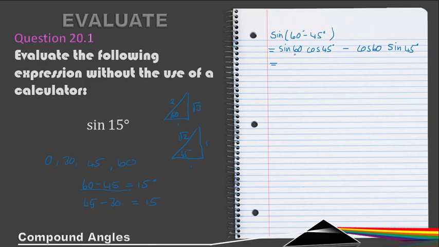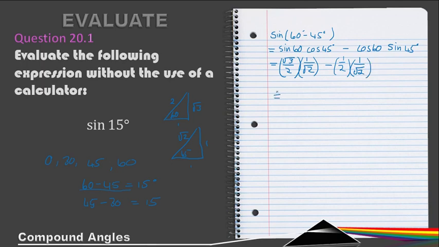All right, so sine 60, and sine is opposite over hypotenuse, so that's square root of 3 over 2. Then cos 45, cos is adjacent over hypotenuse, so that's 1 over square root of 2. And then minus cos 60, adjacent over hypotenuse, so that's a half. And then sine 45, opposite over hypotenuse.